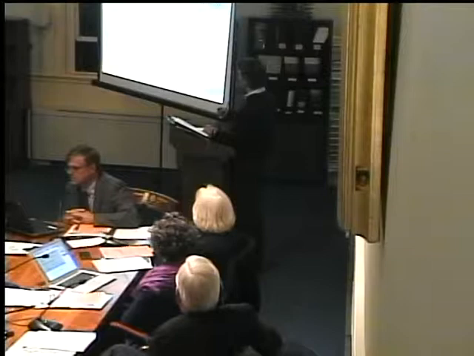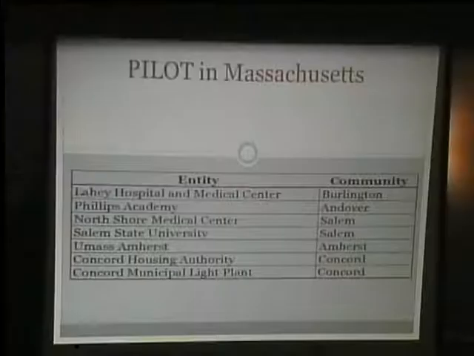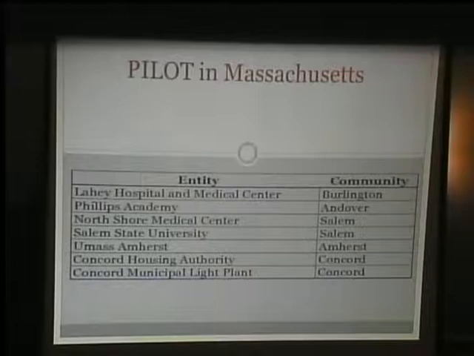One thing that I think is interesting is the Concord Housing Authority pays PILOT. So we have massive entities in town that are exempt, but yet the Concord Housing Authority pays PILOT. Also, the Concord Municipal Light Plant pays PILOT as well. And I believe that's a state mandated function of the CMLP, if I recall correctly.